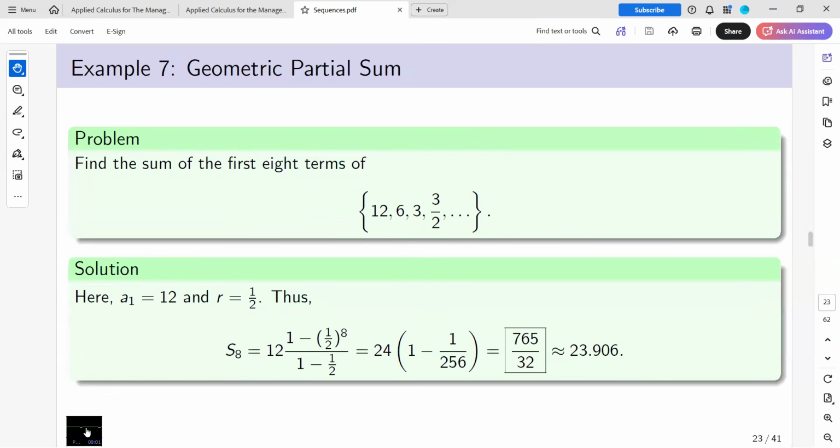The ratio is 1/2, so use the finite geometric sum formula. The result is less than 24 because the infinite continuation would approach 24. The sequence keeps contributing, but increasingly tiny donations.